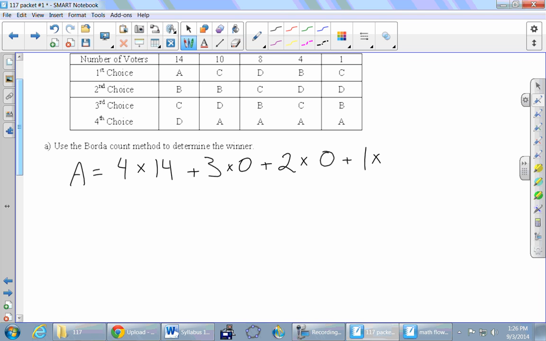Now I see A 4 times here. Does that mean A has 4 of those last place votes? 1, 2, 3, 4. I see 4 A's. We've got to go up. Those A's are not just single voters. There's 10 of them, and another 8, and another 4, and another 1. So we're adding all of those together, 23. Anybody have questions about where that 23 comes from?